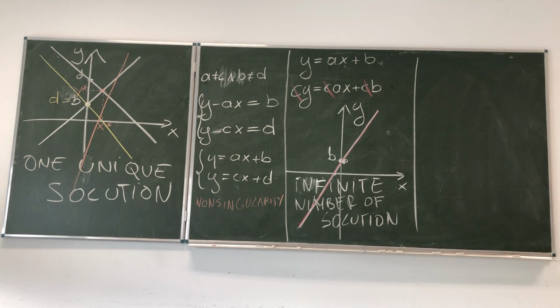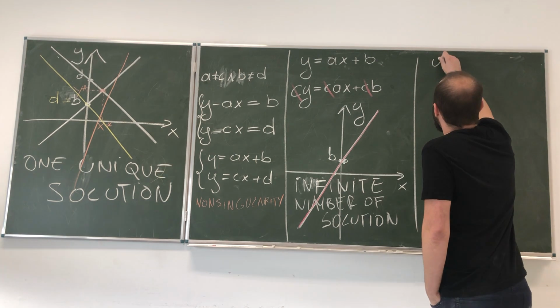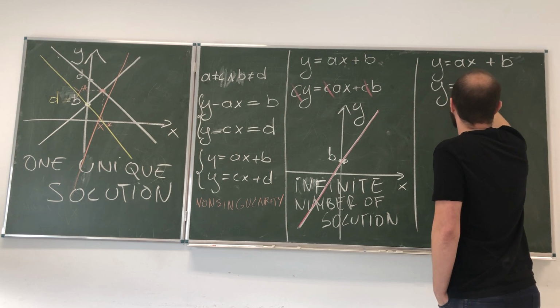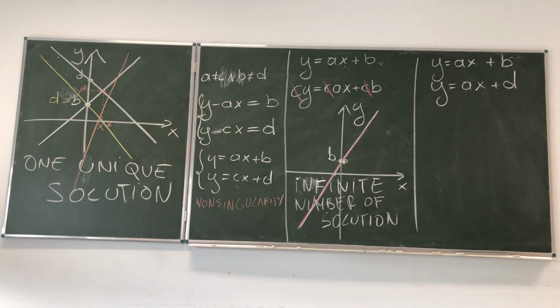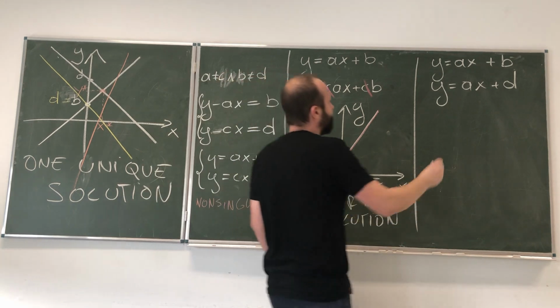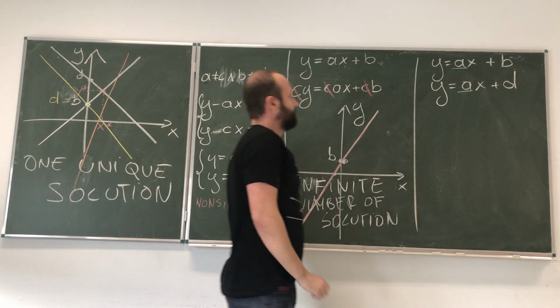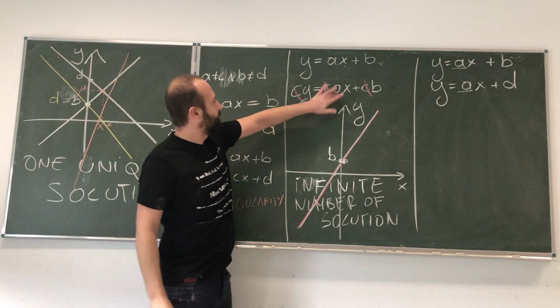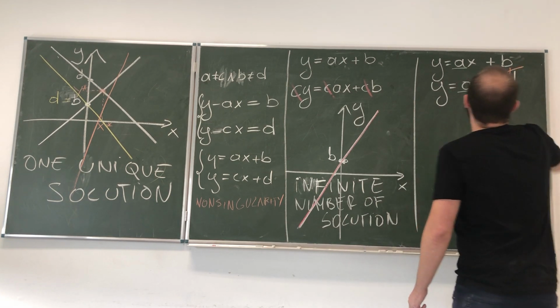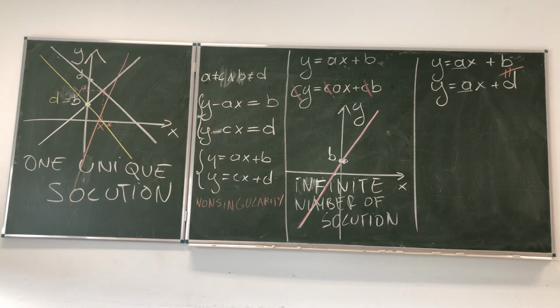But there's also one situation we really don't like, and this is the situation when we have y equals ax plus b and y equals ax plus d. Look, what is so specific about this system of simultaneous equations? Look, we see here that the coefficients on x are the same, just like here, but we will be assuming that b and d are some different numbers, right?